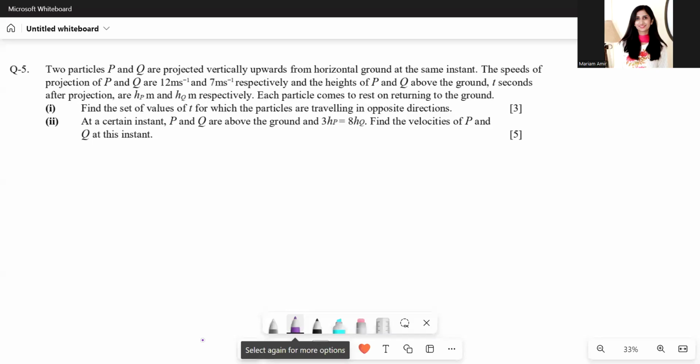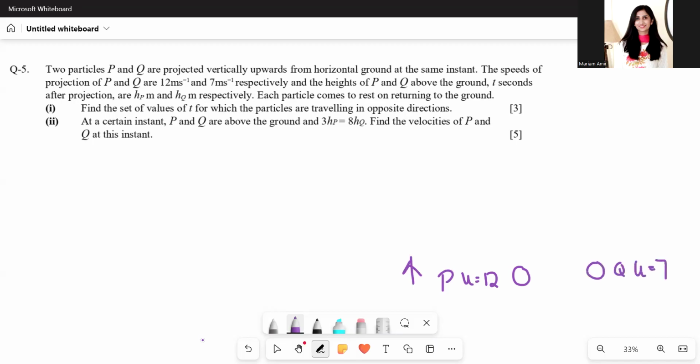Question number 5. Two particles P and Q are projected vertically upwards from horizontal ground at the same instant. The speeds of projection of P and Q are 12 and 7 respectively. So let's say this is P. Its upward speed, or speed of projection, is going to be 12. And for Q, the speed of projection is 7 meters per second.